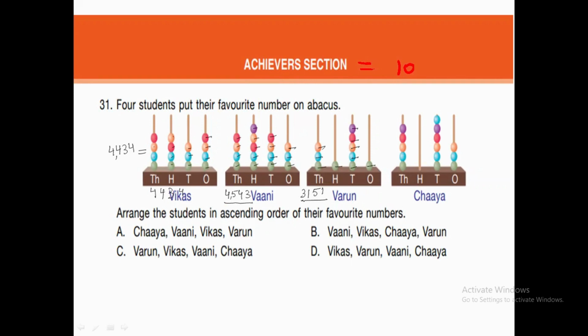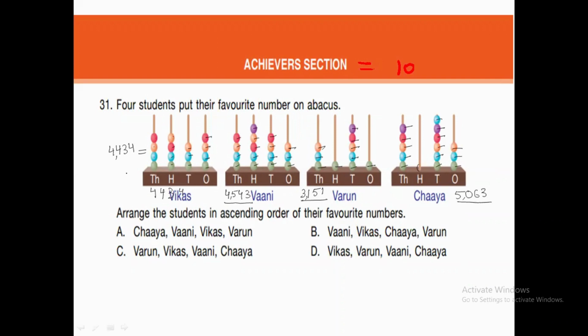Okay, now the next number that we have is Chaya's number. That will be 1, 2, 3, 4, 5, 5. Then 0 is there at the hundreds place. 1, 2, 3, 4, 5, 6. 6 will be at the tens place. Then 1, 2, 3 will be at the ones place.